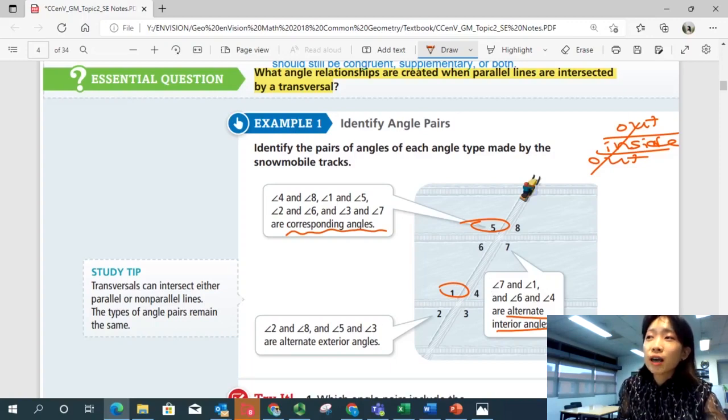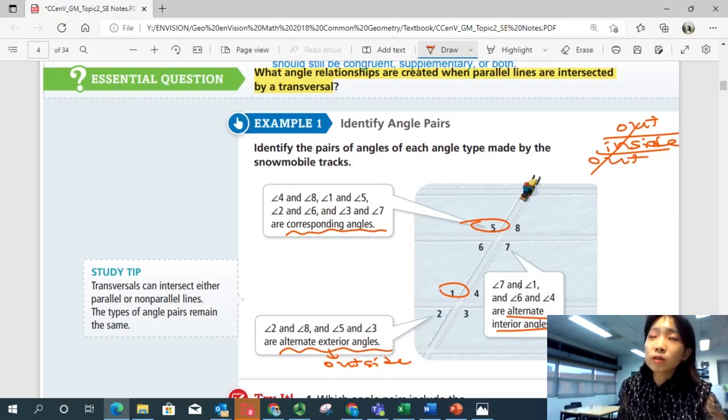What about alternate exterior angles? Exterior means it's on the outside, right? So 2 would be corresponding angle with 6, but alternate exterior angles would be 8. It's on the other side of the exterior of the other positions, right? So 2 and 8 are alternate exterior, 5 and 3 are alternate exterior angles, okay?